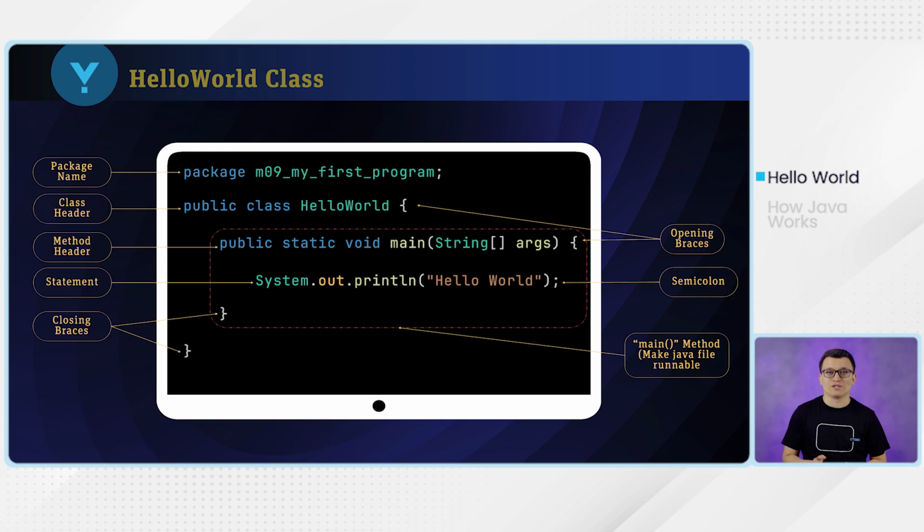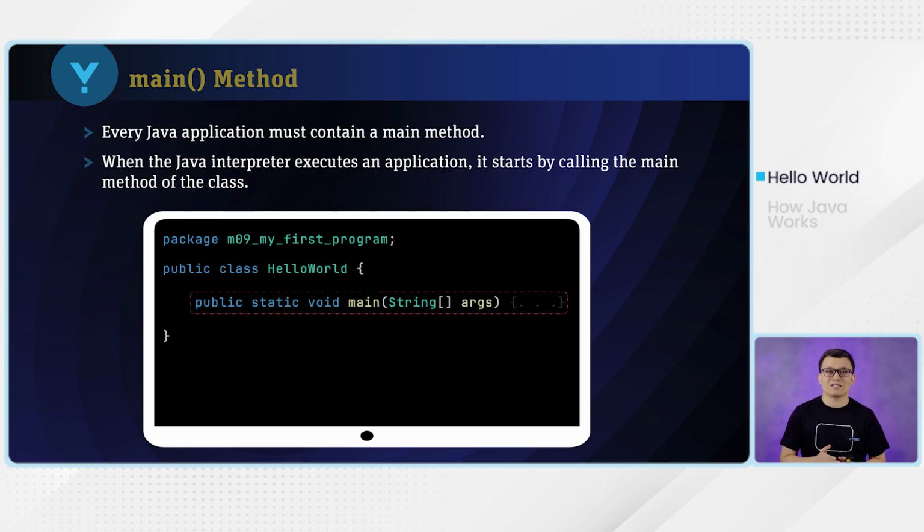So what is this main method for in Java? Well, the main method is basically something that is required for every Java application in order to run it as a Java application. Therefore every Java application must contain a main method. When the Java interpreter executes an application, it starts by calling the main method of the class. In other words, if you don't have the main method, you cannot execute your programs. So in order to execute your programs as a Java application in a class, you need to have the main method. And this is how you will be creating your main method.